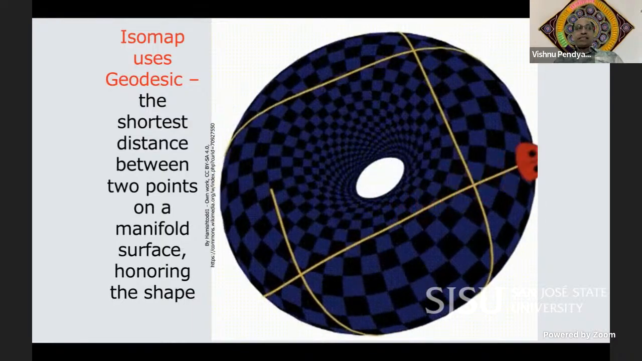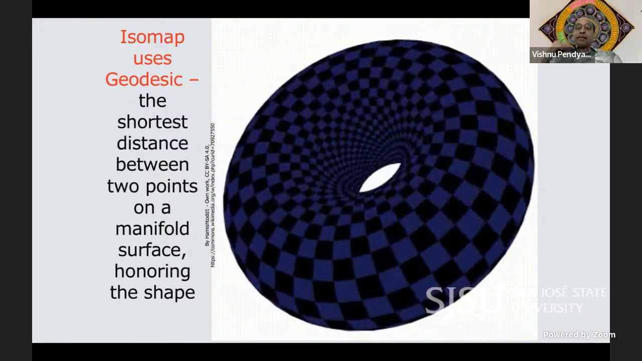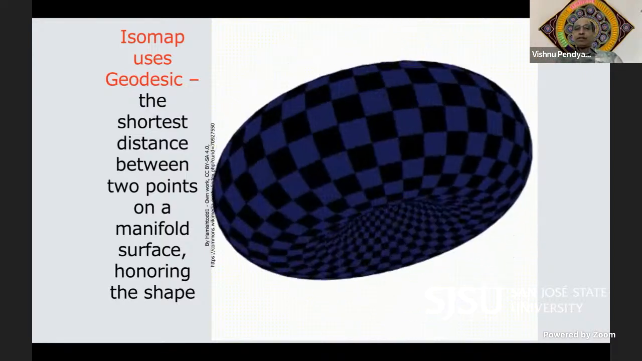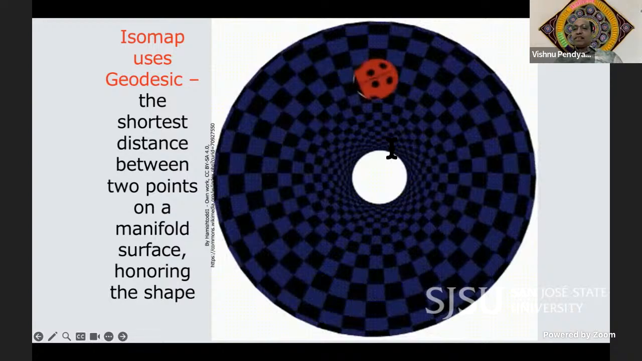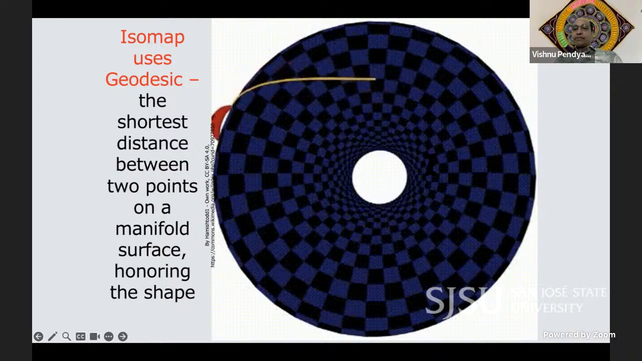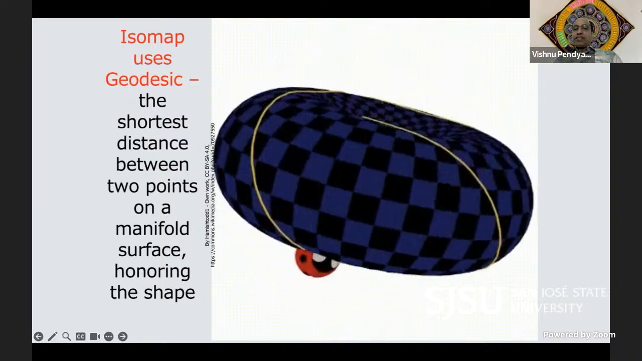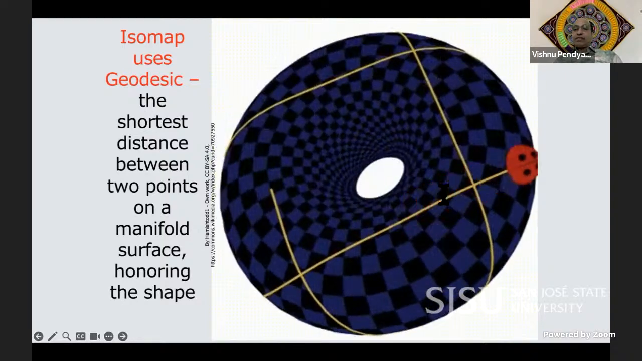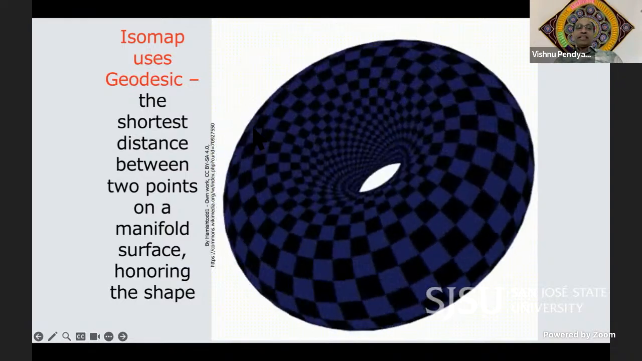So from the bug's perspective, you can see this beetle or bug or whatever it is that is going around the shape, right? From the bug's perspective, the world feels flat as it moves around the surface. But if you zoomed out, you will see the curvature of the torus shape, right? So that is the idea. The concept of geodesic is one of the foundations for geometric deep learning.